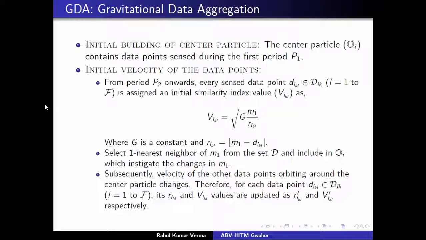So the center particle is nothing but the data points sensed in the first period, just to initialize from something. So we take all the data points collected in the first period itself. And next is the initial velocity assignment to all the data points sensed in upcoming periods of time. Let's say from period P2 onwards, every sensed data point has to be allocated a particular velocity, which is calculated by this equation.